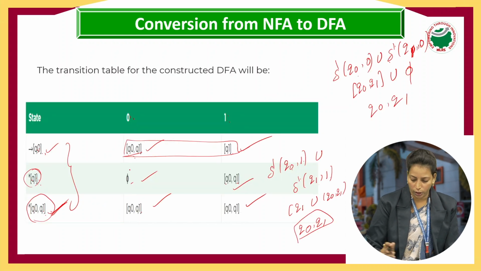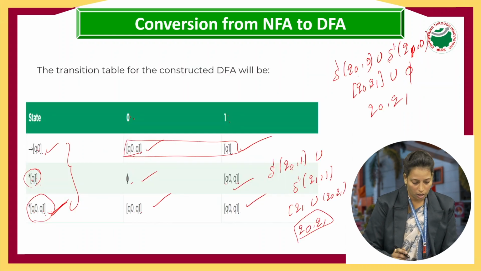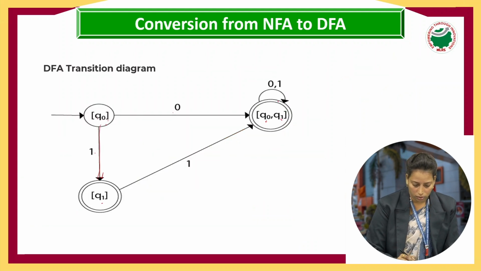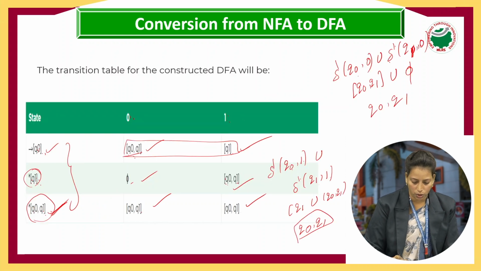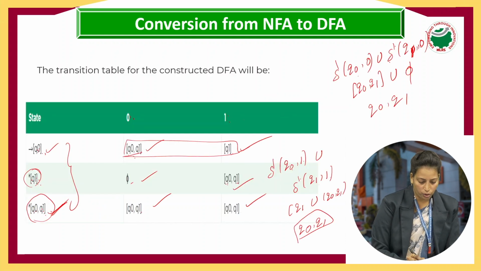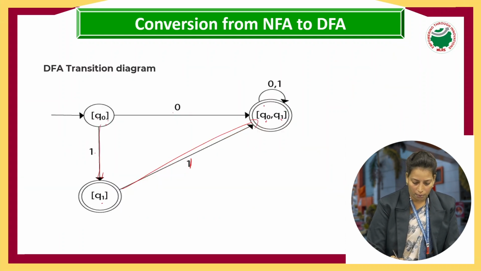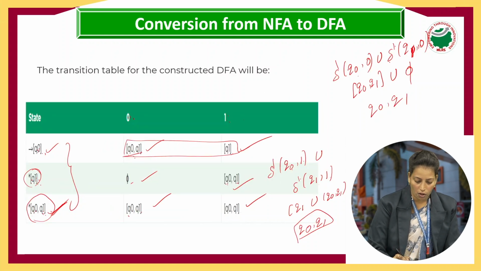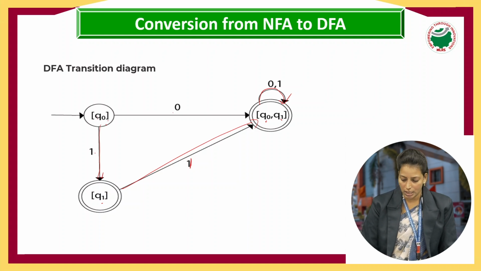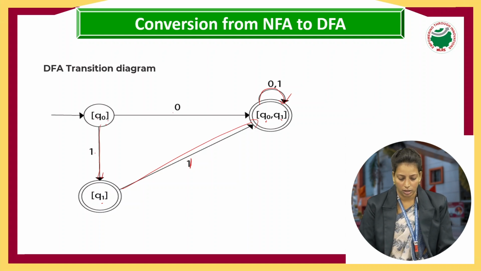Next, Q1 of 0 is the null state, there is no move, right? Next, Q1 of 1 is Q0 comma Q1. Next, Q0 Q1 of 0 is Q0 comma Q1. Next, Q0 Q1 of 1 is Q0 comma Q1, right? So this is the DFA transition diagram for the given NFA. Okay, these are the examples of conversion from NFA to DFA.